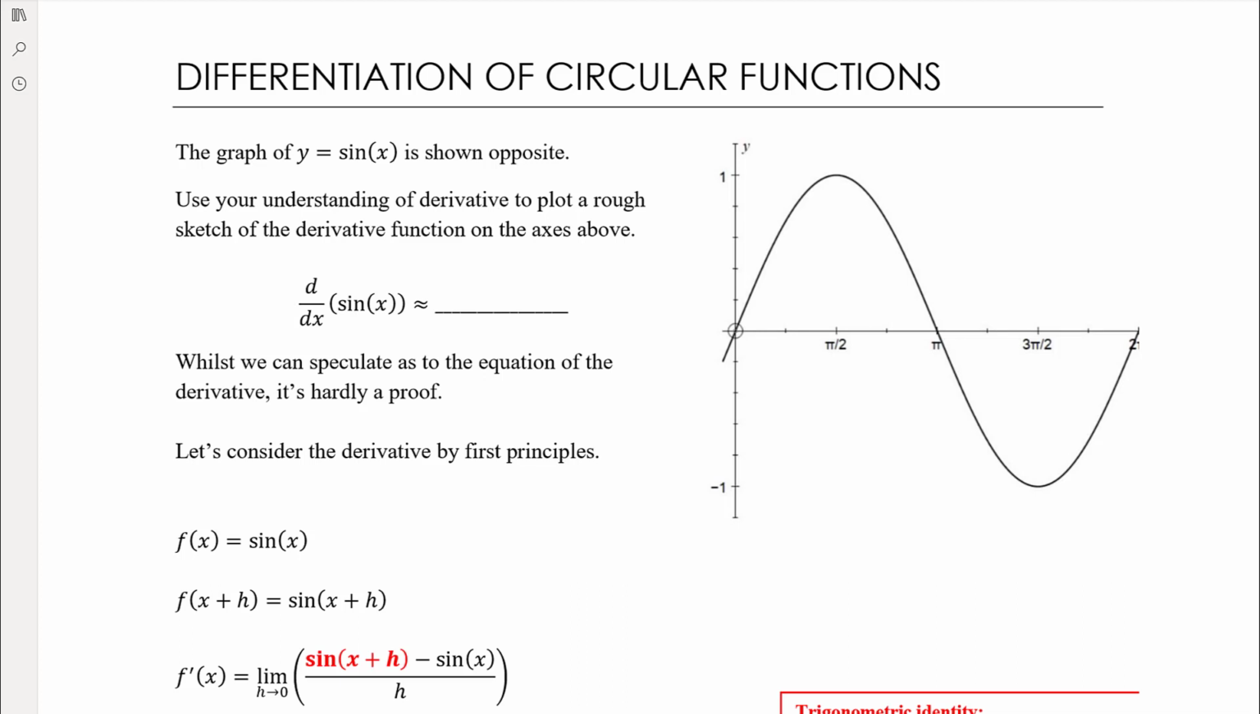So here we have the graph of y equals sine of x, and so again, like we have for our previous functions, I want us to think a bit intuitively about if we were to make a rough sketch of the gradient function, what would that look like?